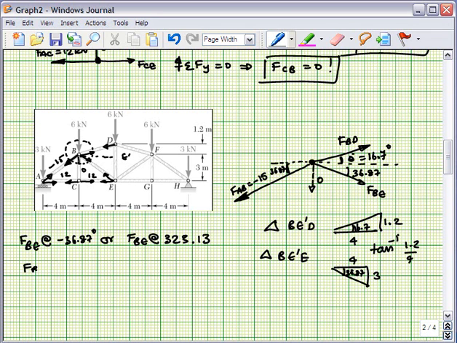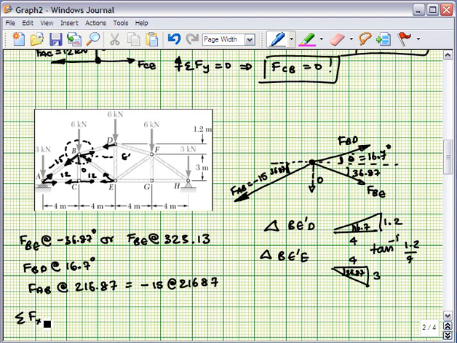Then I have FBD at 16.7 degrees. Then I have FAB at 180 plus 36.87, 216.87, which is minus 15 at 216.87. Notice that whatever number I get, that's what I get. The other one is 0, so I don't care.